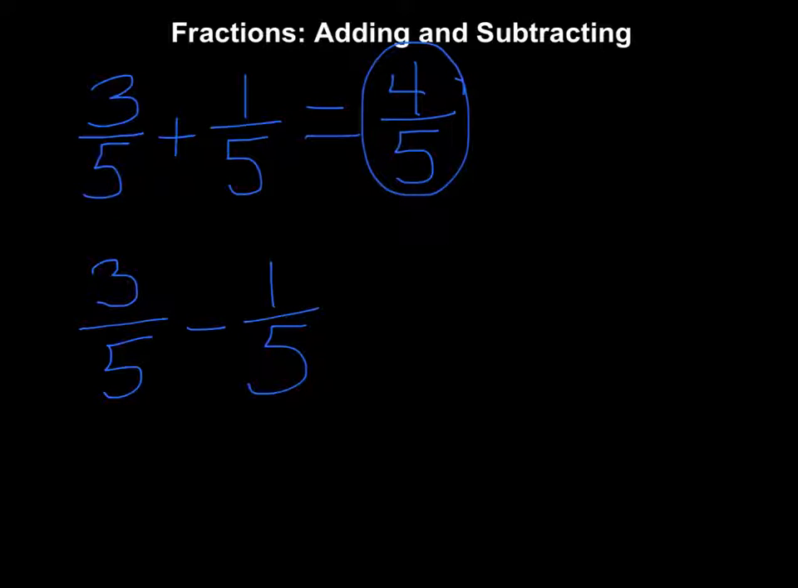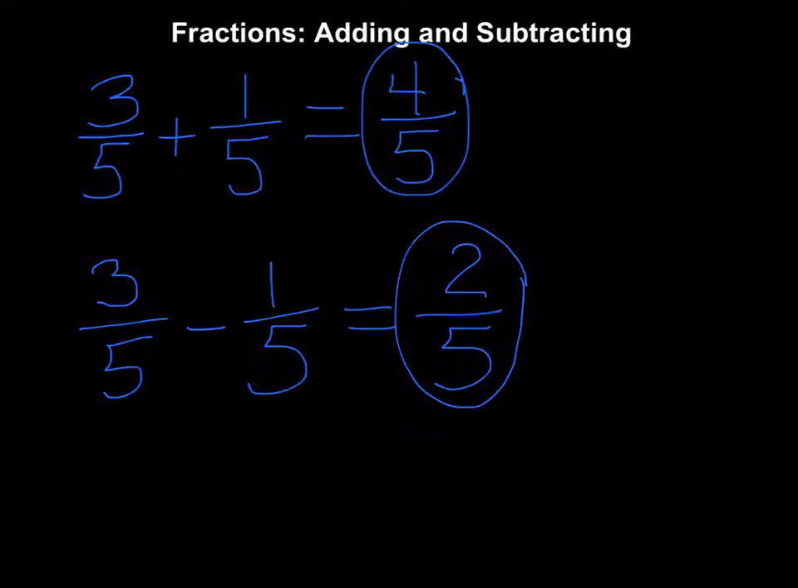For subtraction, we're going to try the same two fractions and then subtract them. So just like with addition, we have to have the same denominator, and the denominator of my answer will stay the same thing. Now we subtract the numerators. 3 minus 1 gives me 2.